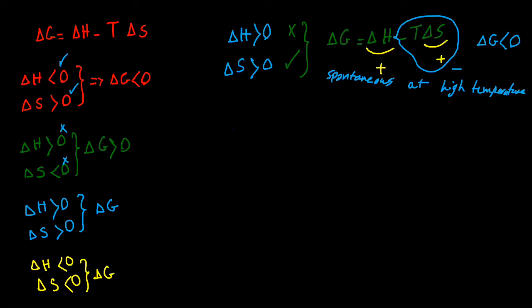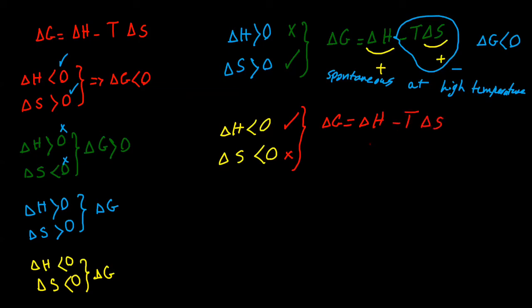Let's look at the last option, when delta H is smaller than 0 and delta S also is smaller than 0. In this case, you see delta H smaller than 0 is in favor of reaction. Delta S smaller than 0 is not in favor of reaction because entropy is decreasing. Okay, again, we need to see if it's possible for this reaction to be spontaneous. I write the equation for delta G one more time.